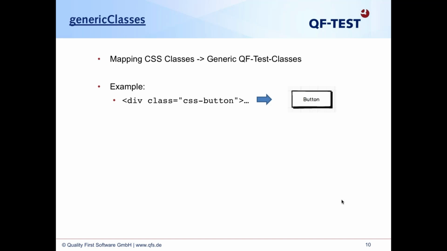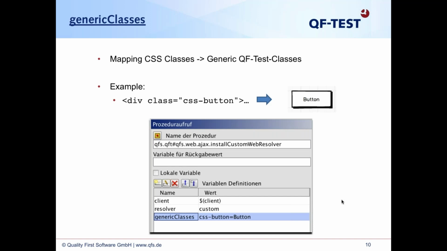And we want to teach QF-test that this div element with a CSS class named CSS button is in fact a button. So what do we do? We use the generic classes parameter of the install CustomWebResolver call and write CSS button equals button. So a CSS button is a button. You see the generic classes there, then comes the name of the CSS class, then the equal symbol, and then comes the name of the generic class from the big table I've shown you.